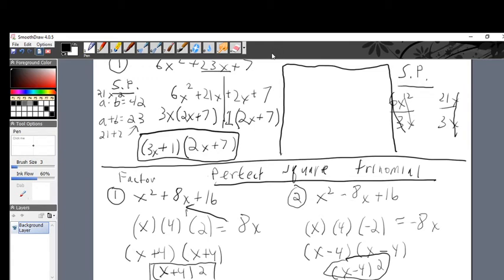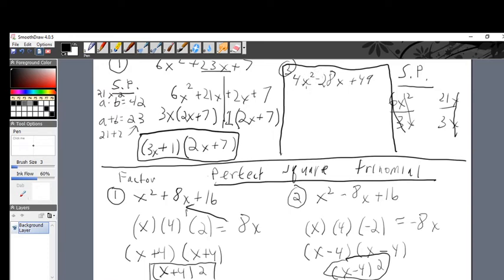What if you have a problem that looks a little complicated? Problem number 3. 4x squared, let me slow down here, minus 28x plus 49. Do we have a perfect square trinomial here or not?